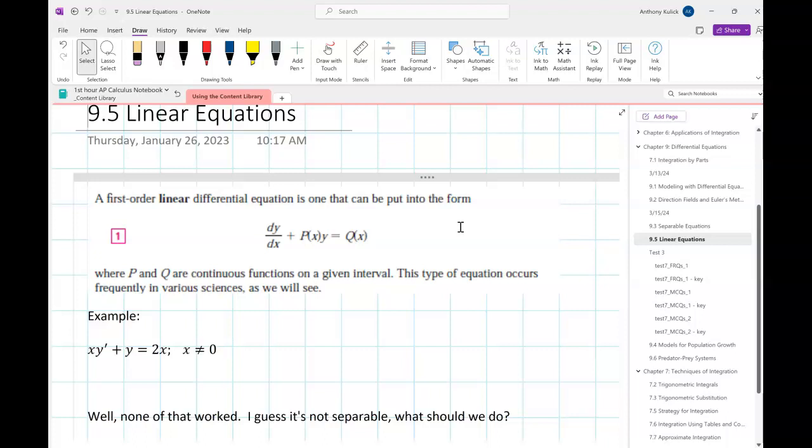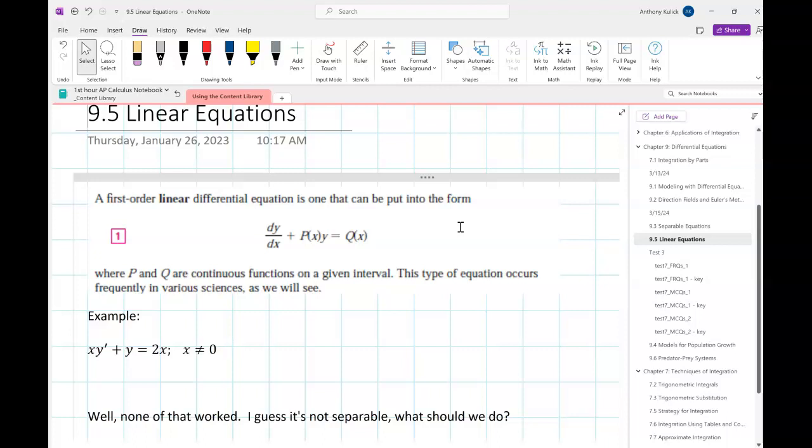Okay? All right. So one type of non-separable differential equation is called a linear differential equation. Linear differential equations are of the form dy/dx plus p of x times y equals q of x. So p of x and q of x are just functions of x.